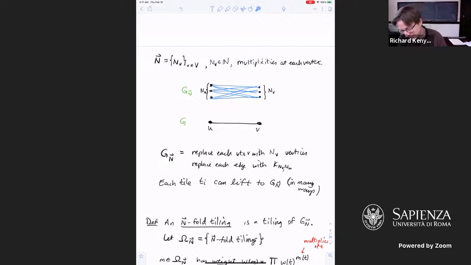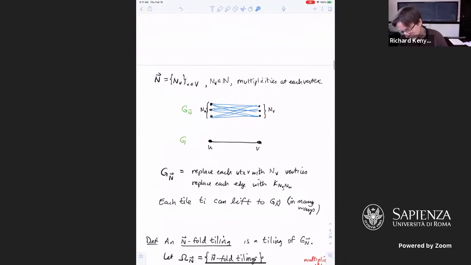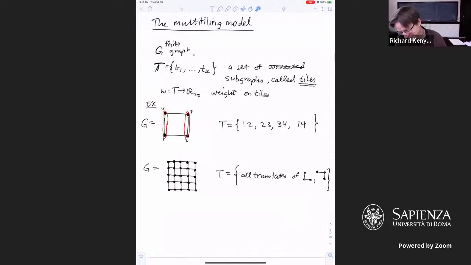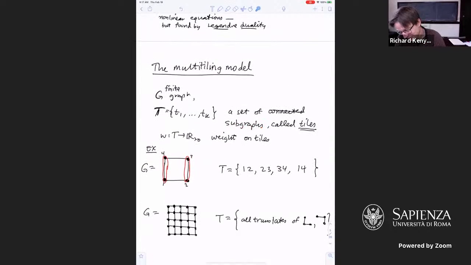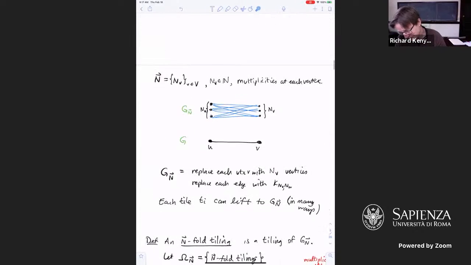Okay, so now if we have a tiling of the graph G, right? Sorry, let me go back. Suppose we have a tile now. Our tiles are subgraphs of the original graph G, but we can, of course, lift a tile from the lower graph into the upper graph by just choosing for each vertex of the tile a vertex in the upper graph.